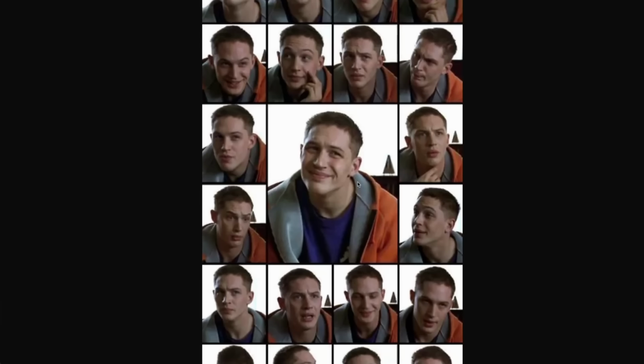Meanwhile, quote unquote expression sheets like this are not really expression sheets. These are more like photo shoot type deals, where this is not an emotion.